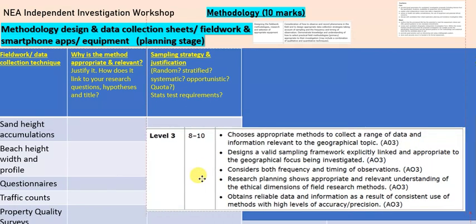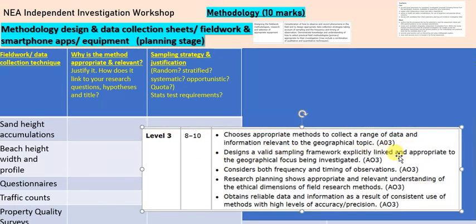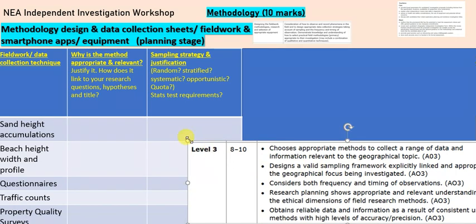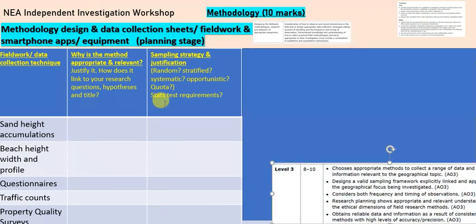The next bit is the framework and your sampling strategy. So what sampling strategy are you using first of all? Look at your map. Are you going to do a random strategy, stratified, systematic? For questionnaires, you might do opportunistic. For interviews and questionnaires, you might use quota sampling from certain demographics, for instance.